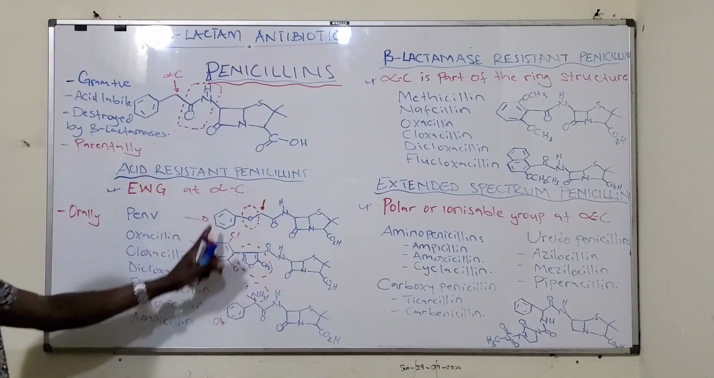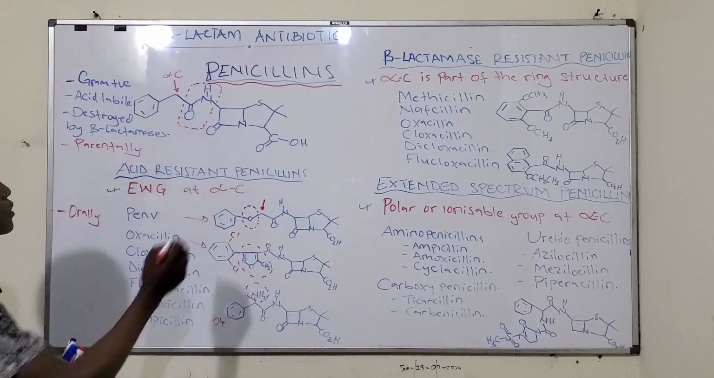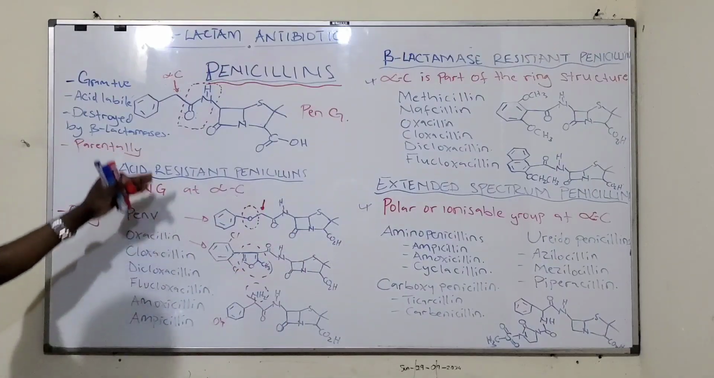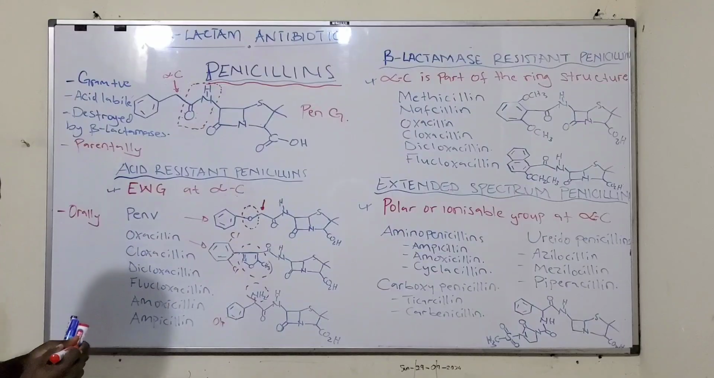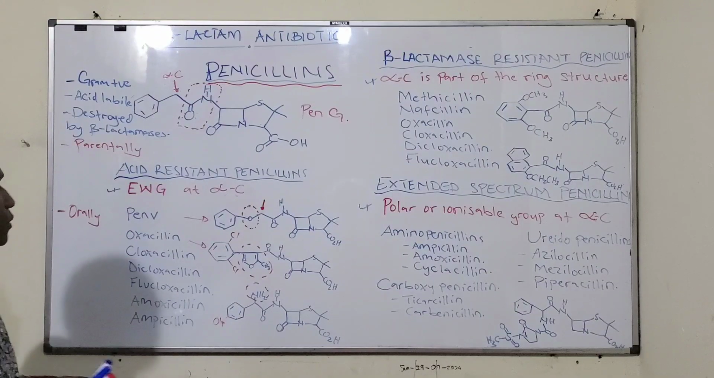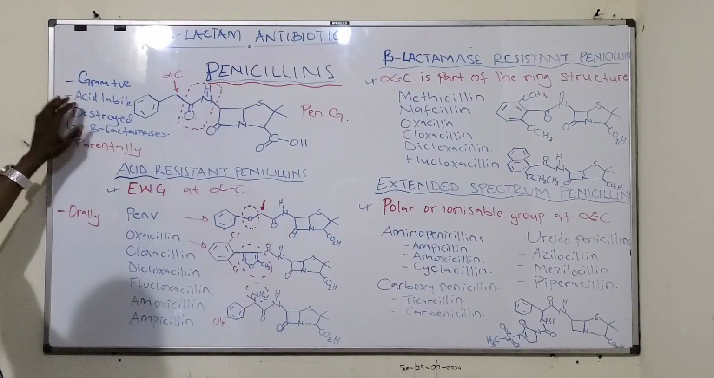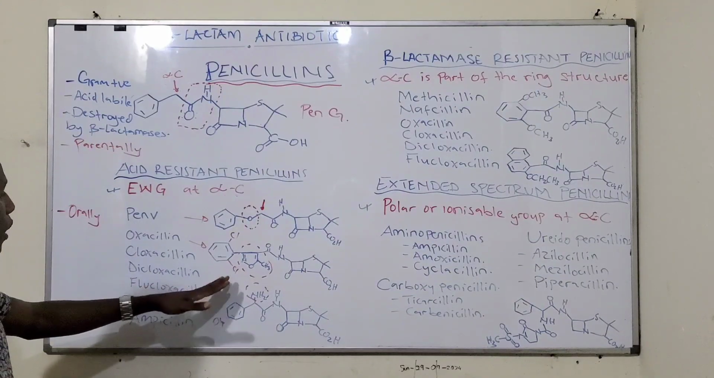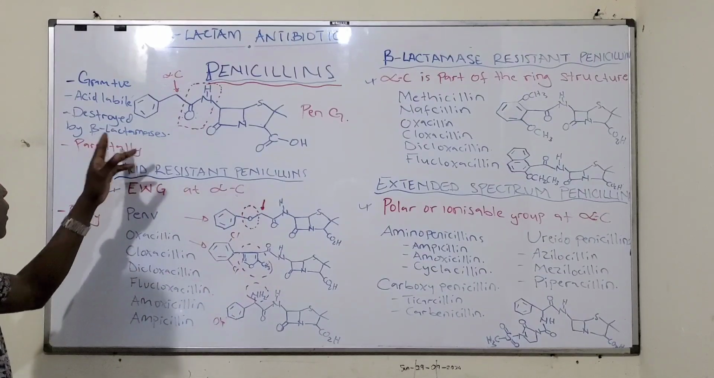So they modified the structure of the natural penicillin, which is pen G, or benzyl penicillin. So they modified, meaning that now these penicillins are acid stable and can be given orally. But it was not yet enough, because there is a problem that penicillins are easily destroyed by the beta-lactamases. These ones, though they are acid stable, are destroyed by the beta-lactamases.